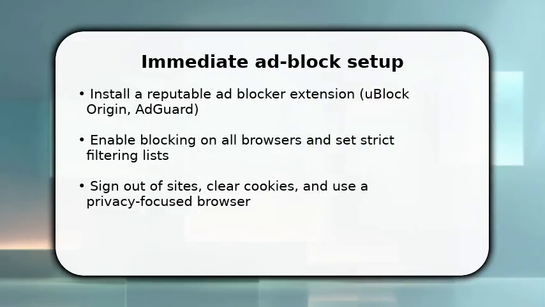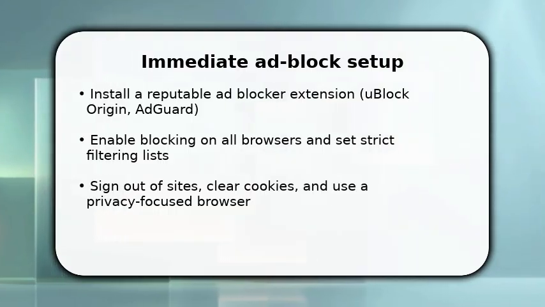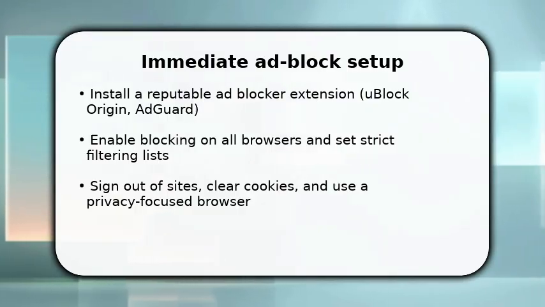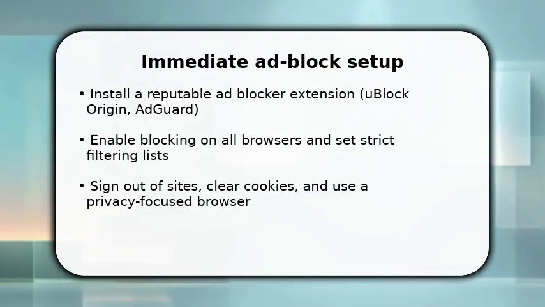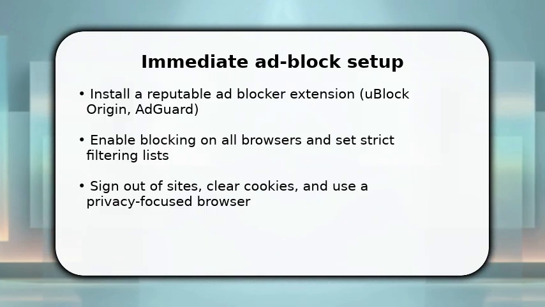You start by installing a strong ad blocker and applying strict filters. This stops most ads at the browser level. Once done, sign out of accounts and clear cookies so tracking cookies can't retarget you immediately. Make sure to enable the extension on all browsers and pin it to the toolbar. You want a privacy-focused browser for repeat sessions. That reduces fingerprinting. This first step removes high-volume ad sources and gives you a clean baseline to tighten further controls.